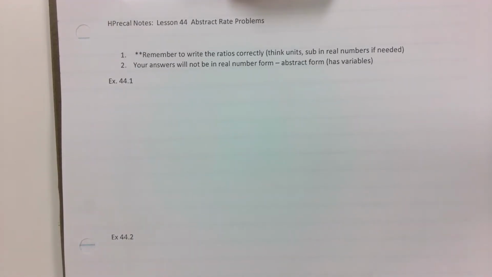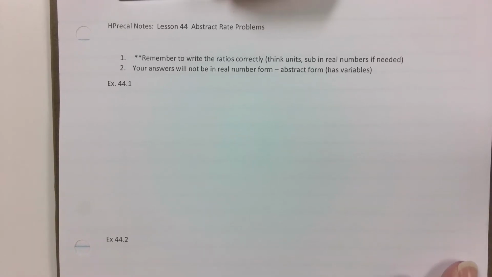Okay, so we're going to work on lesson 44 here. One of the things I need you to remember is to make sure you write your ratios correctly. So you need to think in units, and you sub in real numbers if needed. Your answers will not be in real number form very often. Very often they are in abstract form, which means in variable form.